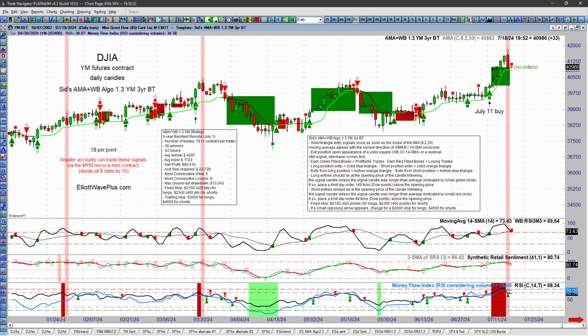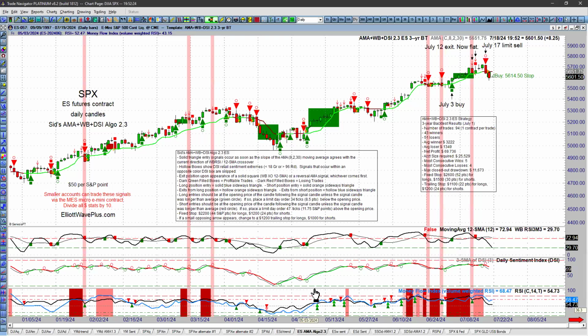So maybe we'll go to the ES contract instead. On the ES contract, the daily sentiment index is published. So tonight after the close, right here, it says 69% of retail traders were still bullish on the S&P. These big green blocks, those are winning trades. Notice on every one of the algos, I put the same money flow index versus RSI because it gives such awesome information. The dark green blocks are winning trades.